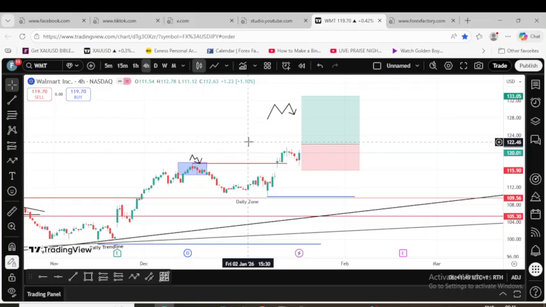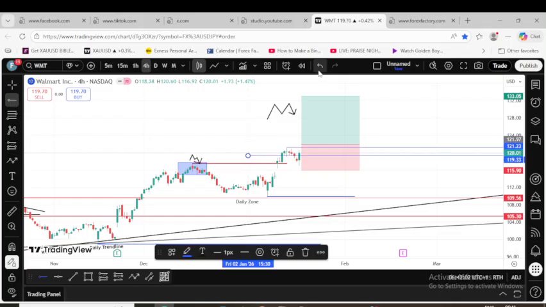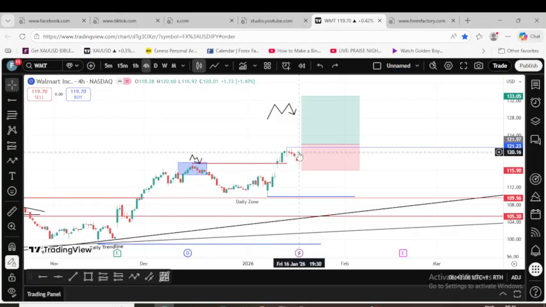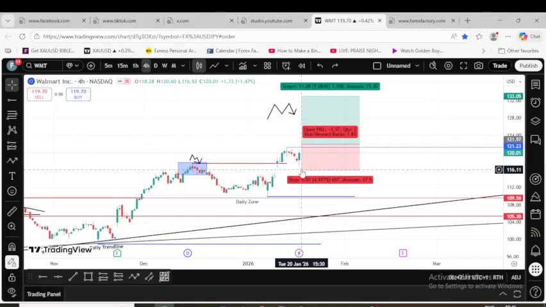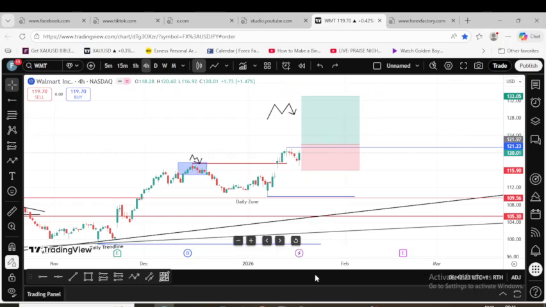Let's change the color to blue. So once price breaks through this thin blue line on the 4-hour time frame, we'll buy, have our stop loss here, and our target will be roughly a 1 to 2 trade. So that's it for top to bottom analysis on Walmart Incorporated.